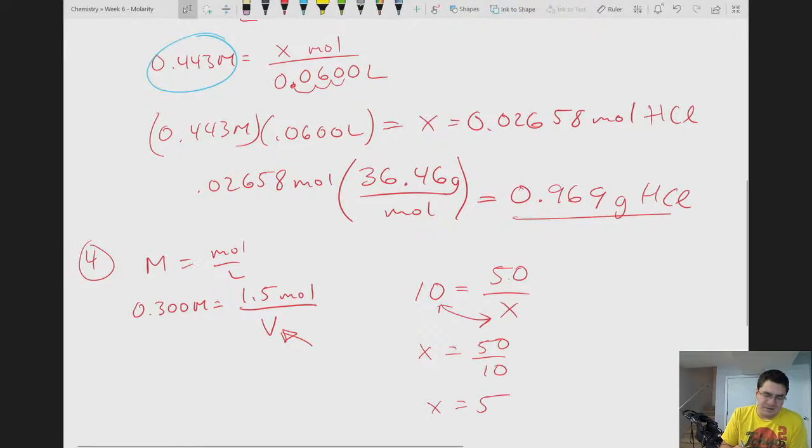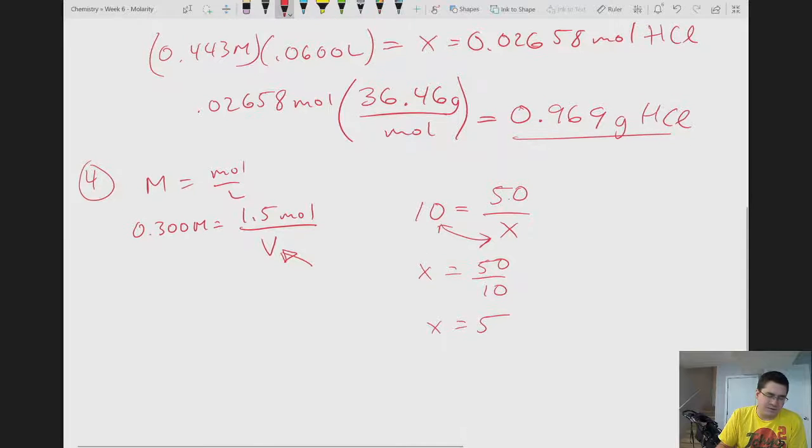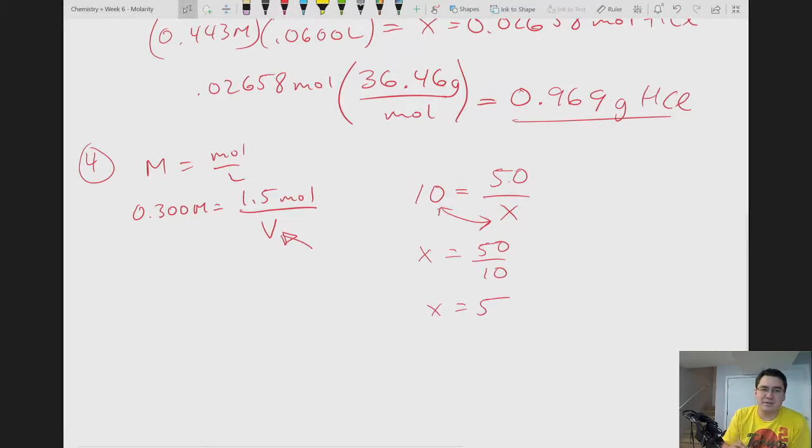So basically solve for the volume, and then once you've solved for the volume, convert to milliliters. There's 1,000 milliliters in every liter. Okay, number 5.